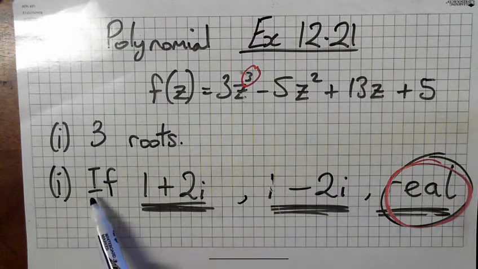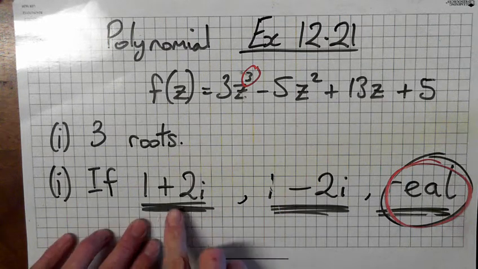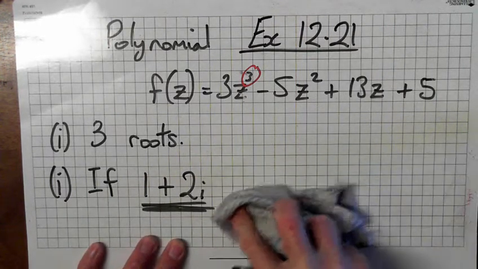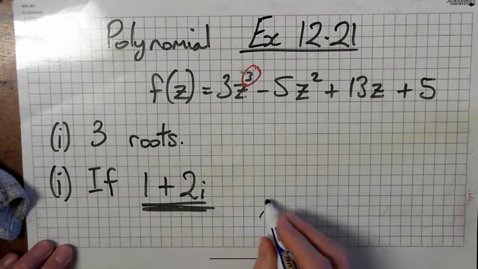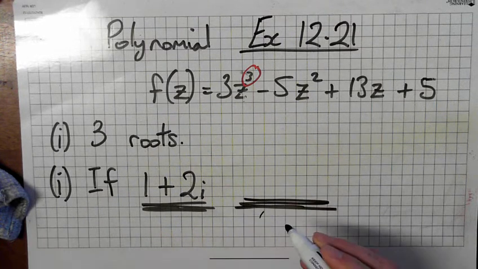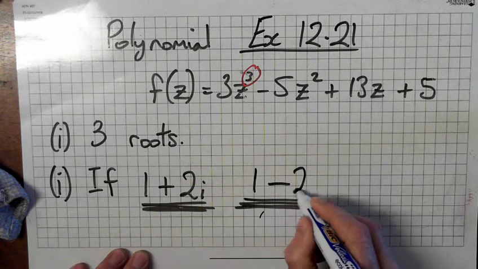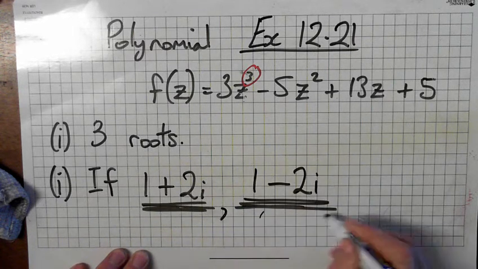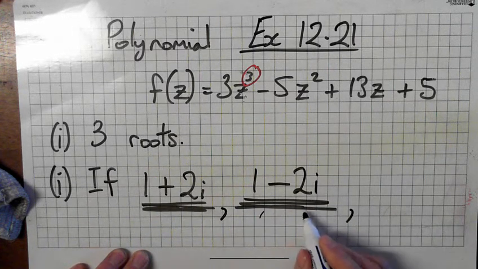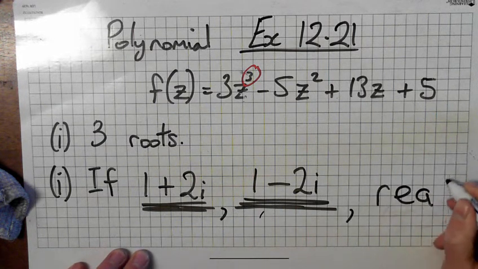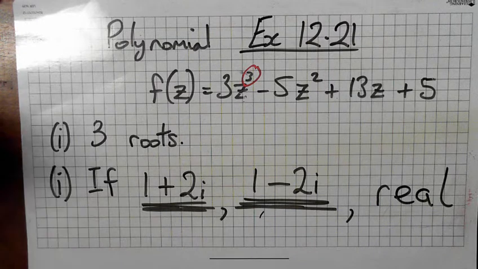And in the second part it said if x plus 2i is a root, you should automatically be able to find the next root, which is, change the sign here, 1 minus 2i. So we have the 2 complex roots, so the third root, we know there's 3 roots, has to be real. Third root is real.